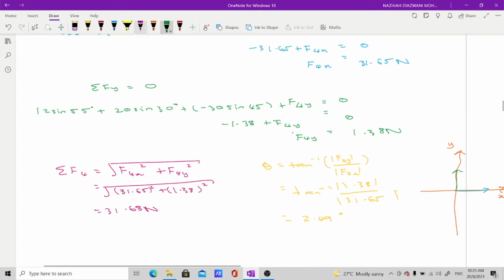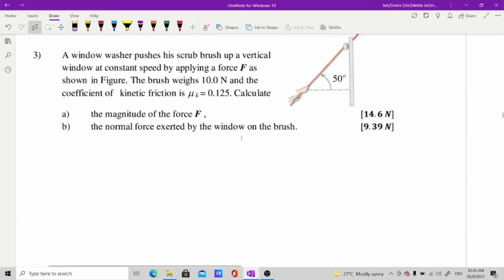Okay, so we can determine the direction of the resultant force. The resultant force would be this one, and the angle is here. So we can describe the direction as 2.49 degree above the positive x-axis. Okay, so next, let's look at question number 3.